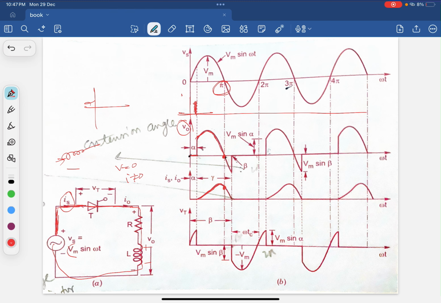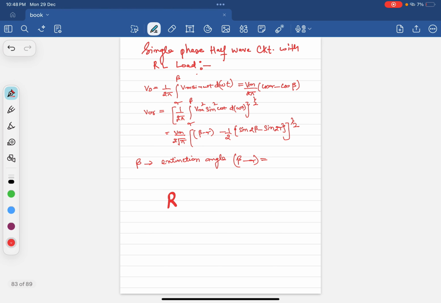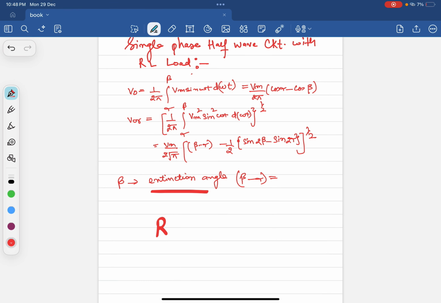So when the cycle changes, here it is minus, here it is plus. The minus is across the thyristor. So we have applied a negative voltage across the thyristor, but still the current is not 0. The voltage is negatively applied across the thyristor but the current is not 0. It requires some time to reach 0. We call this angle beta. Beta is called the extinction angle.